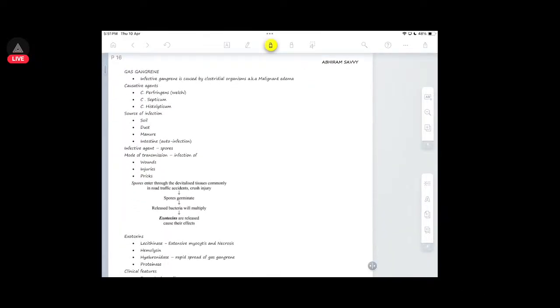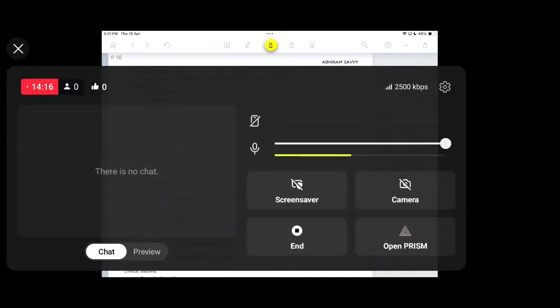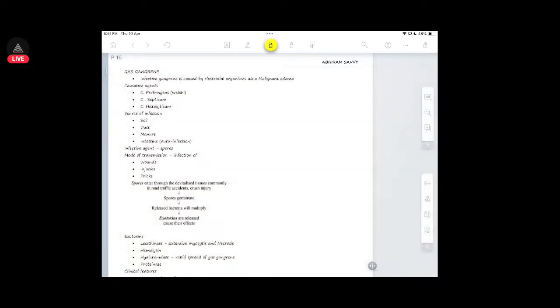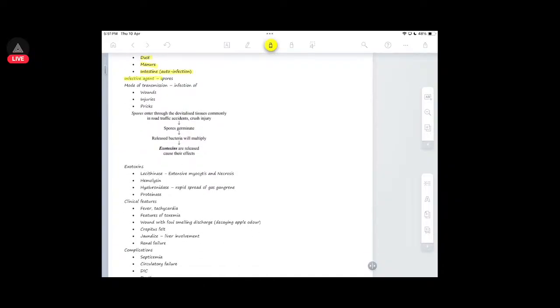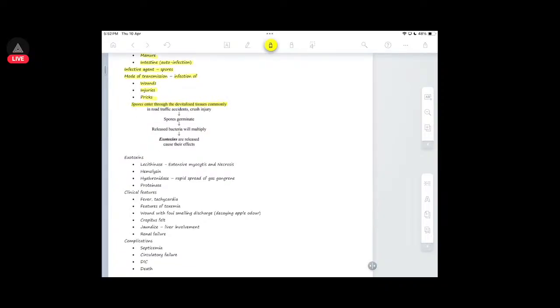Then we move on to gas gangrene. It is an infective gangrene caused by clostridial organisms, also known as malignant edema. Causative organisms are Clostridium perfringens, Clostridium welchii, Clostridium septicum, Clostridium histolyticum. Source of infection is from soil, dust, manure, and intestine, which is autoinfection. Infective agent is the spores. Mode of transmission is infection of wounds, injuries, and pricks. Spores enter through devitalized tissue, commonly in road traffic accidents.